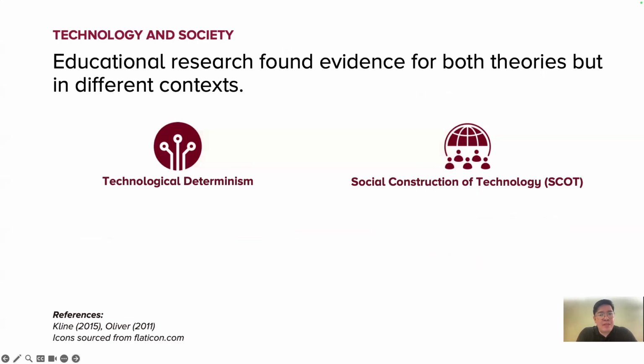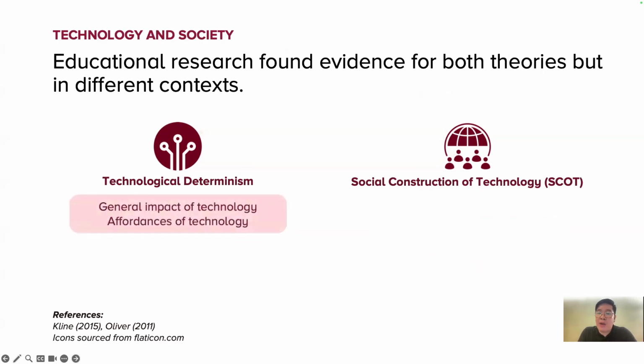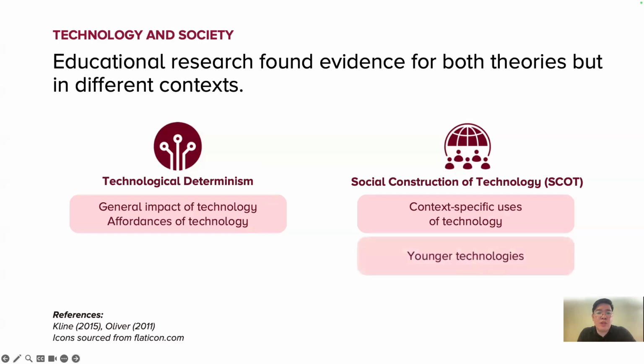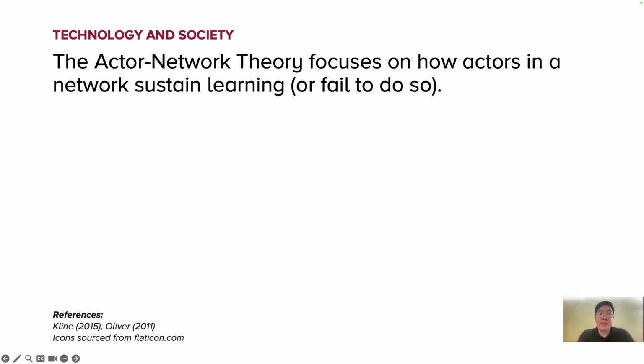Is there a right perspective here? Klein cited research that found technologically deterministic accounts at the macro level when we look at the big picture impact of educational technology or when describing their unique characteristics. SCOT applies better to micro level accounts, context specific uses of technology. Klein also cited another research that found more social constructivism in young technologies, eventually becoming more technologically deterministic as the technology stabilizes or matures. Is this it then?